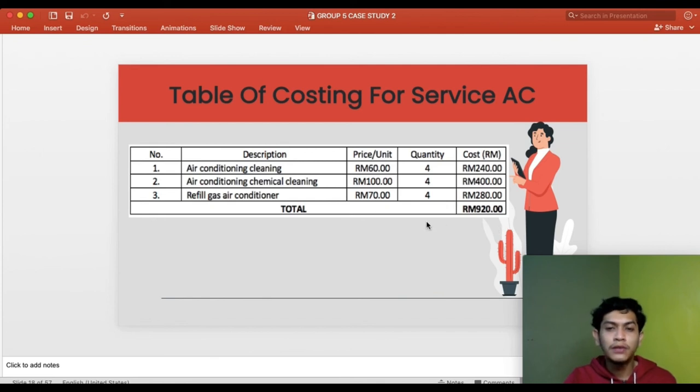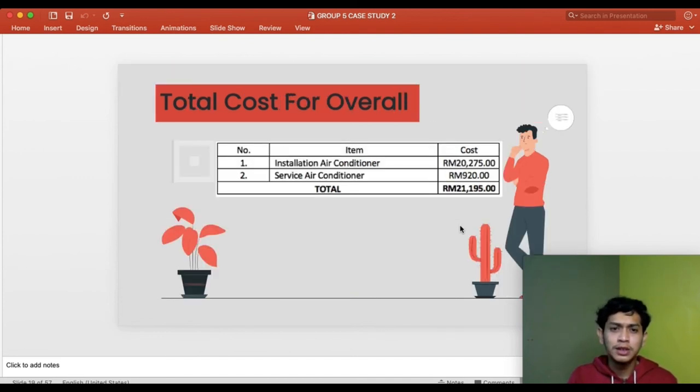So the total of the service aircon is 920 ringgit. Okay, so the last one is the total cost overall, which is the installation and the service of the air conditioner. So the total cost is 21,195 ringgit. Okay, so that's all for me. Thank you.